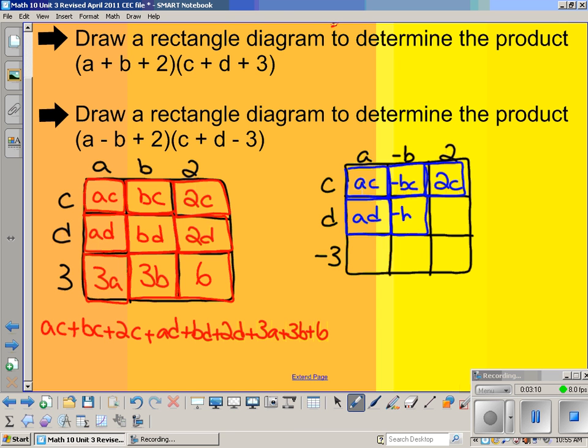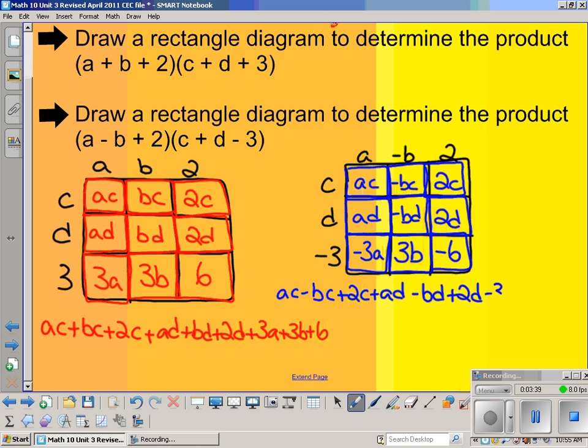Negative B times D is negative BD. And 2D. Negative 3 times A is negative 3A. Negative 3 times negative B would be 3B. And negative 3 times 2 will be negative 6. So we can add these all up. AC minus BC plus 2C plus AD minus BD plus 2D minus 3A plus 3B minus 6.